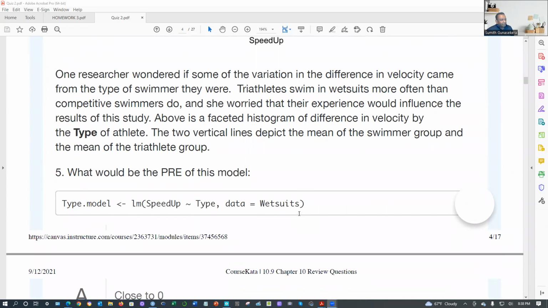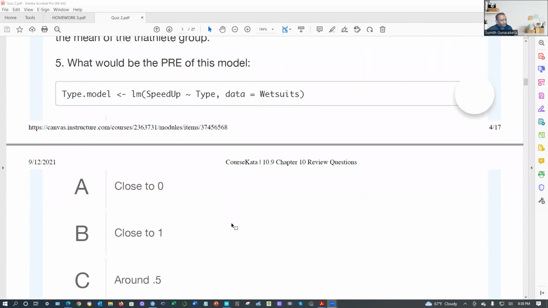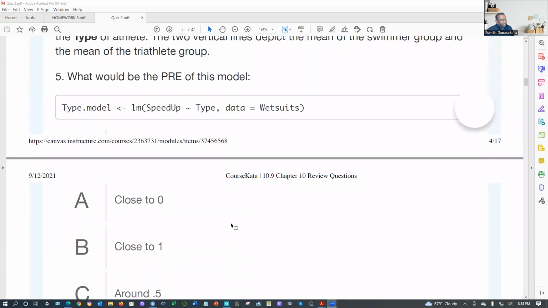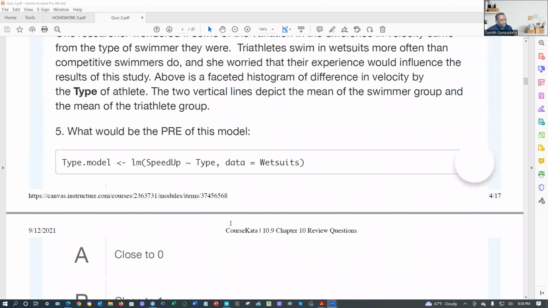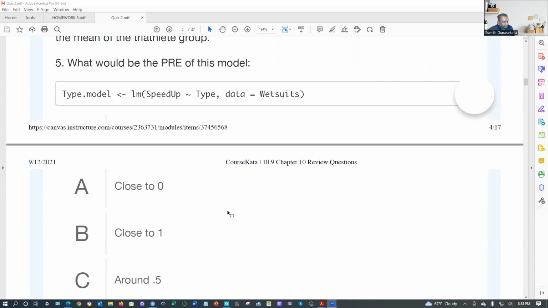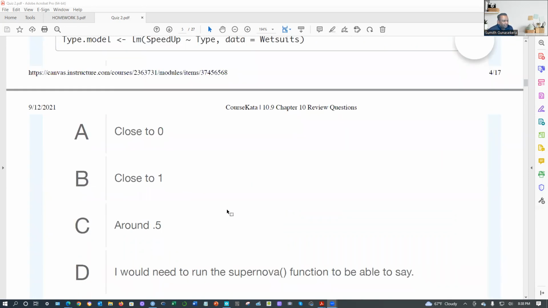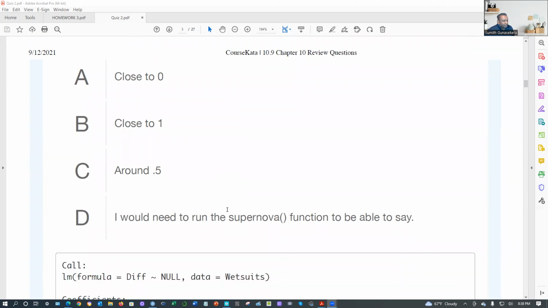What would be the PRE of this model? Proportional reduction in error. Is it close to zero, close to one, around 0.1?